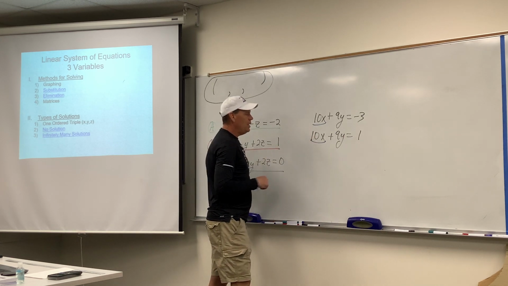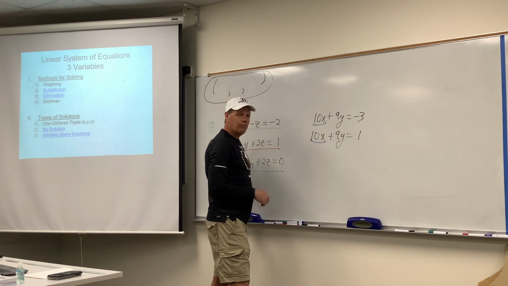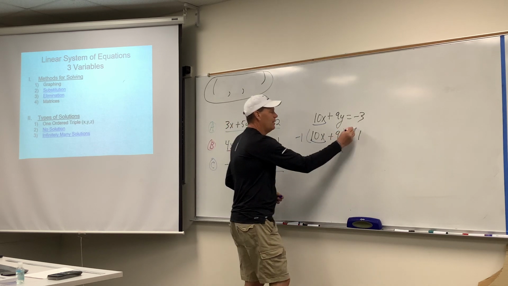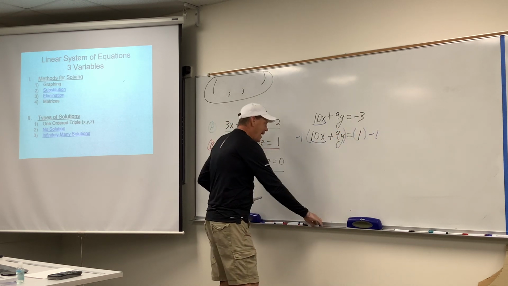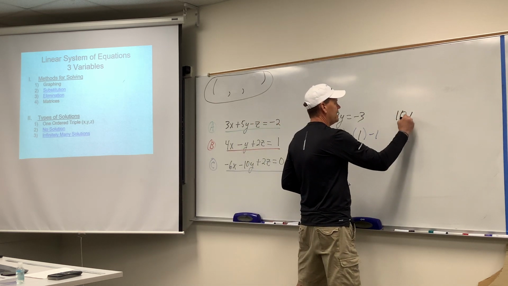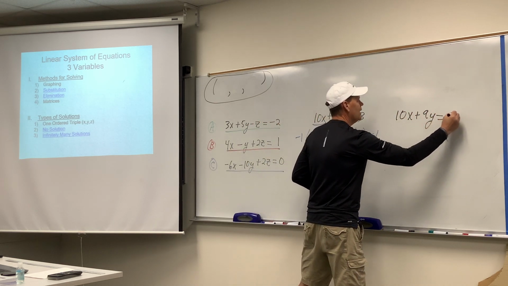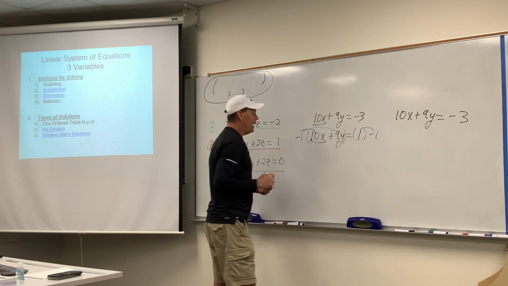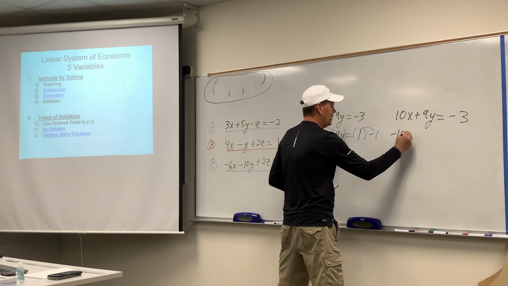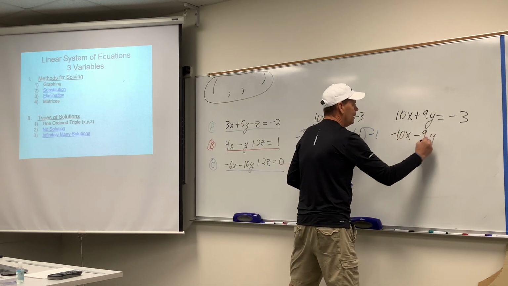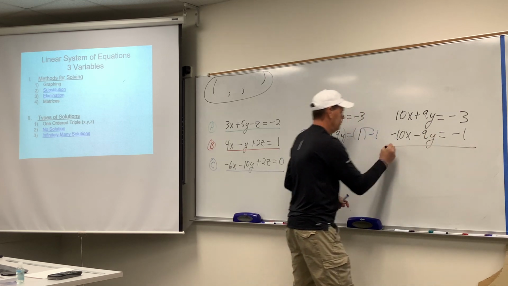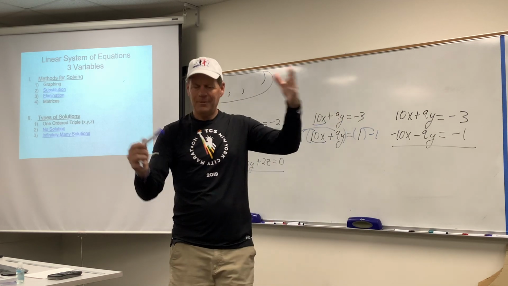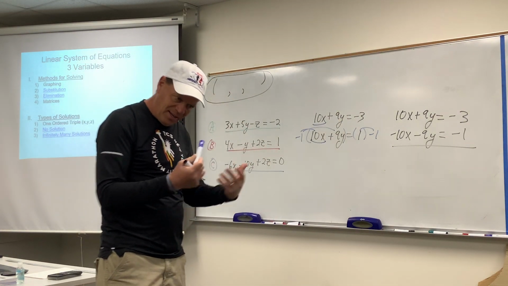But anyway, I would hope that you would realize all you got to do is multiply one of these by -1 and make those x's have opposite signs. So how about we leave the top one as is, 10x plus 9y equals -3, and we'll multiply the bottom one by -1, and that would give us -10x, -9y equals -1. Yay! We got rid of x, right? 10x, -10x. That's all by design.